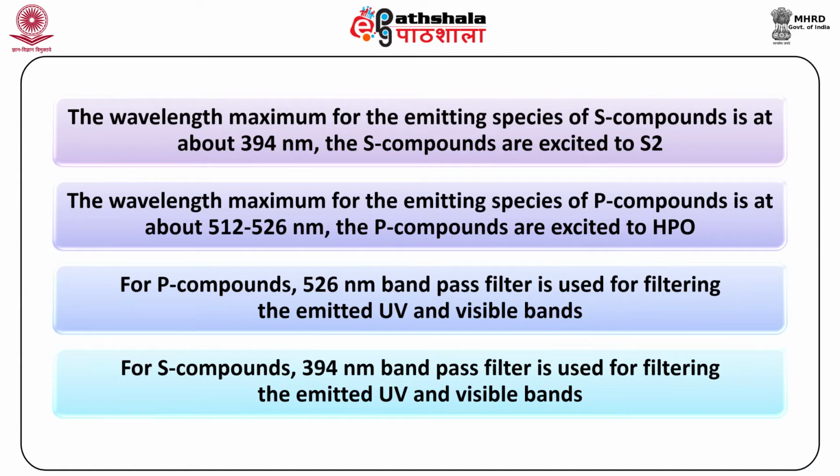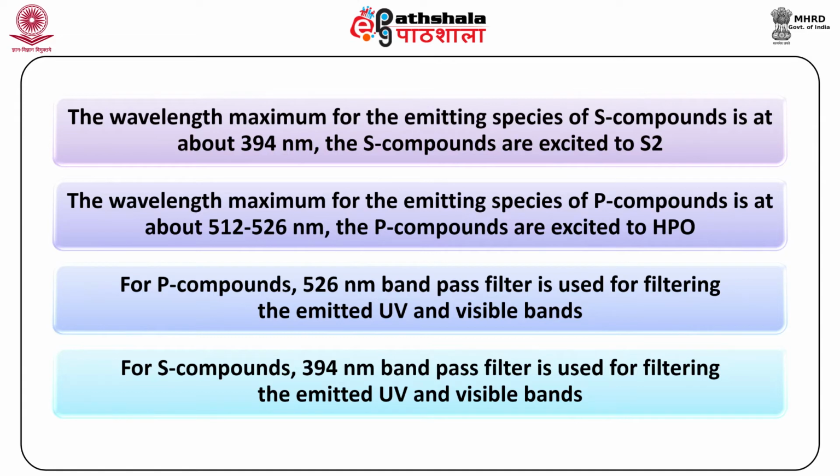The wavelength maximum for the emitting species of sulfur compounds is at about 394 nanometers. The sulfur compounds are excited to S2. The wavelength maximum for the emitting species of phosphorus compounds is about 512 to 526 nanometers. The phosphorus compounds are excited to HPO.